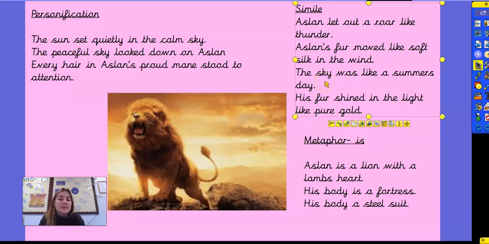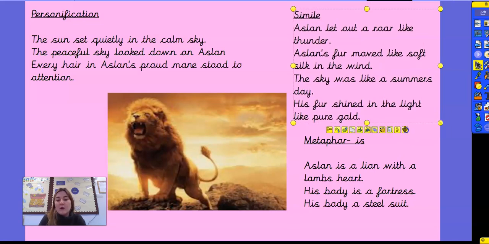I've also put the sky was like a summer's day. In your writing, you probably wouldn't write about the sky 3 times, but I thought when you're making annotations, you can write about it as many as you like. If you can think of a metaphor, a simile, and personification for the sky, then go ahead and write it. And when you come to writing your actual paragraph, you can decide which one you like the best. And then I've got his fur shined in the light like pure gold. So comparing his fur to gold, something that's quite rich and grand.